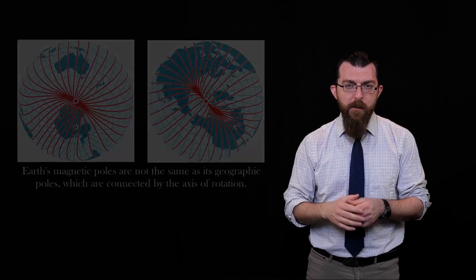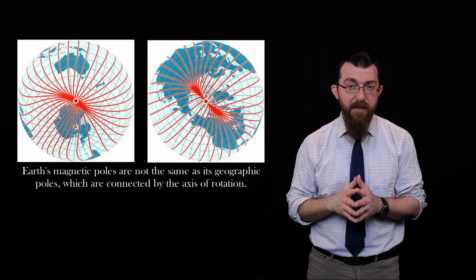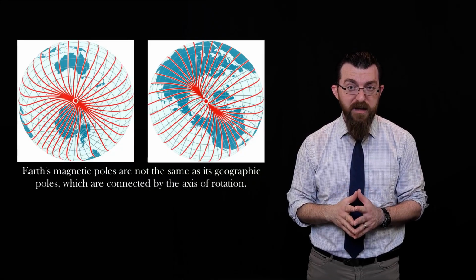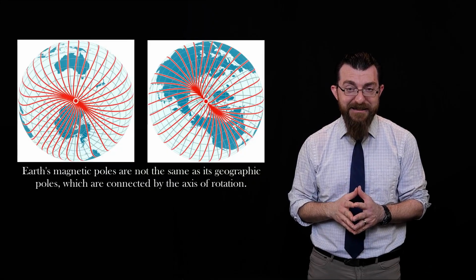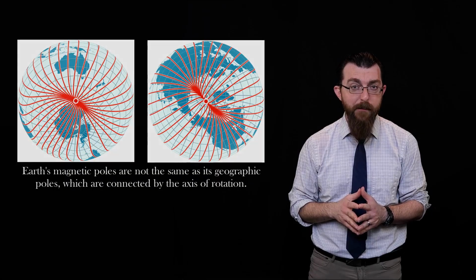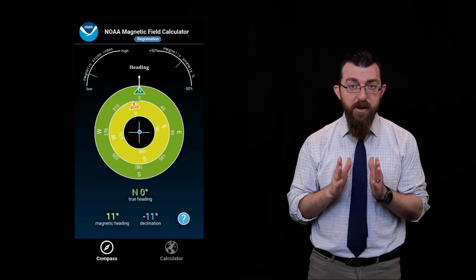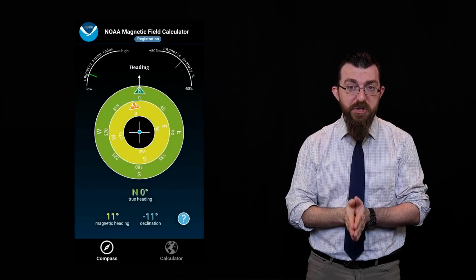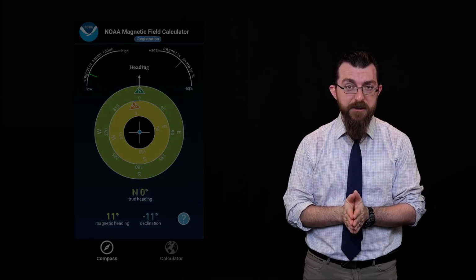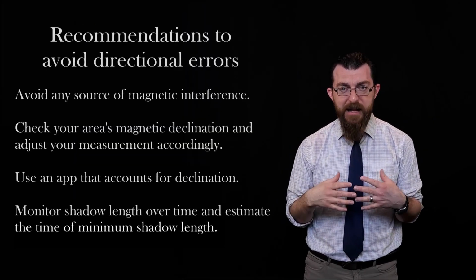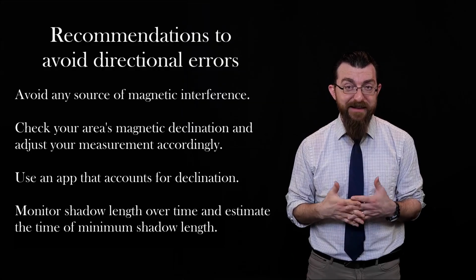Speaking of determining when solar noon happens, because the magnetic poles are not the same as the geographic poles, it's necessary to take magnetic declination into account when using a magnetic compass. Failure to do so will affect both longitude and latitude calculations. It's also apparent that magnetic materials cause interference with magnetic compasses.